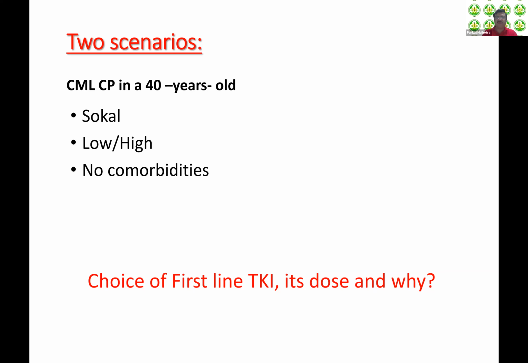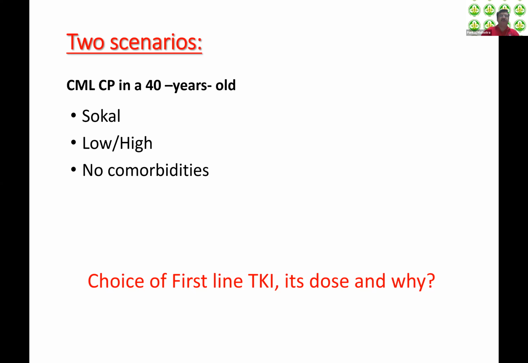This is a practical question: this patient, if it is a low risk SOKAL or high risk SOKAL and no comorbidities. If it's a low risk SOKAL, I'll go for only imatinib, because it's a well-known drug. It has a good side effects profile. We know how to manage the side effects. Low risk, I'll go for imatinib. If high risk, I'll go for the second generation TKIs, again nilotinib or dasatinib or bosutinib based on the patient comorbidities.